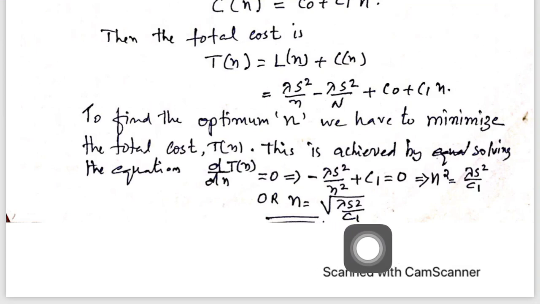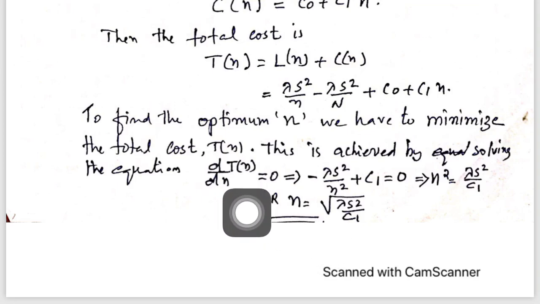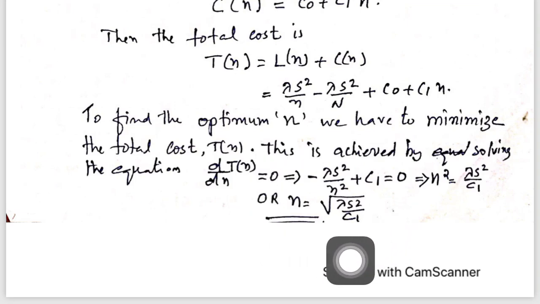Why are you taking the positive square root? Small n is an integer, either 1 or 2 or 3 or like that. It cannot be negative, therefore you take the positive square root. Okay, and you have only one value for n, and you can easily check the second derivative. If you substitute this value, it will be greater than 0 for minimum of total cost T of n. Okay, that is how you find the sample size small n.